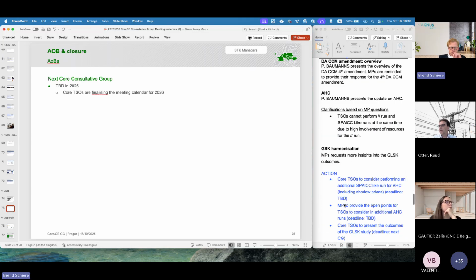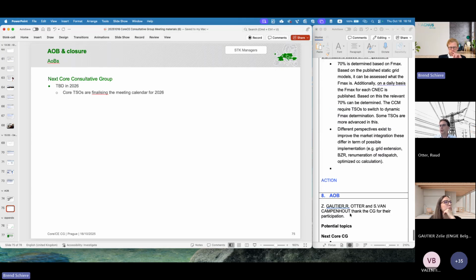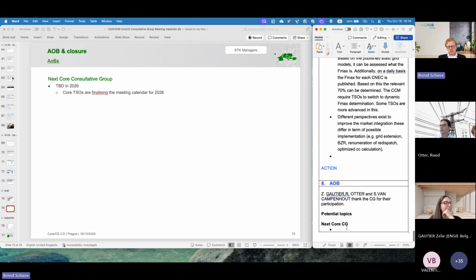consultative groups for next year. We will have also at least one physical. And then of course, if there's need for an ad hoc one, like we had also this year on Intraday, for instance, then we will plan it on the fly. But these dates for next year will be published before the end of the year.